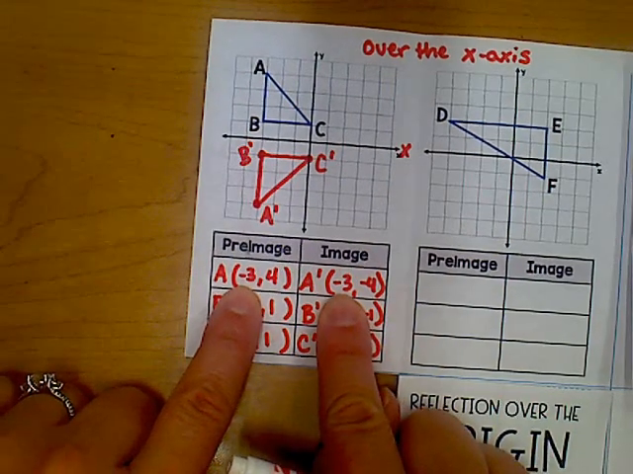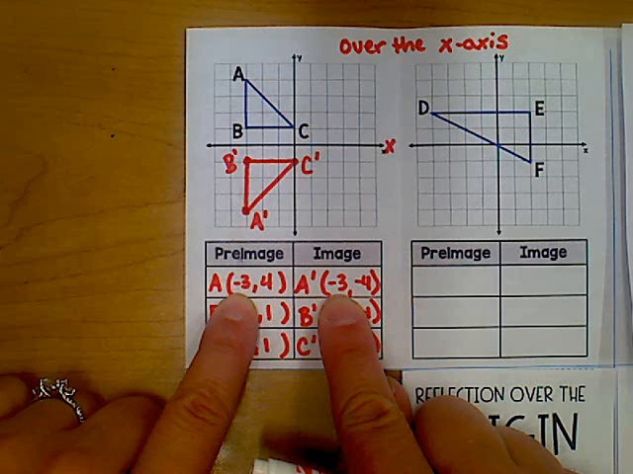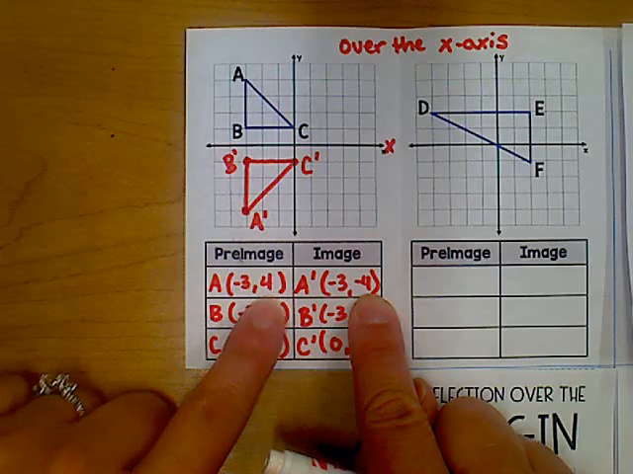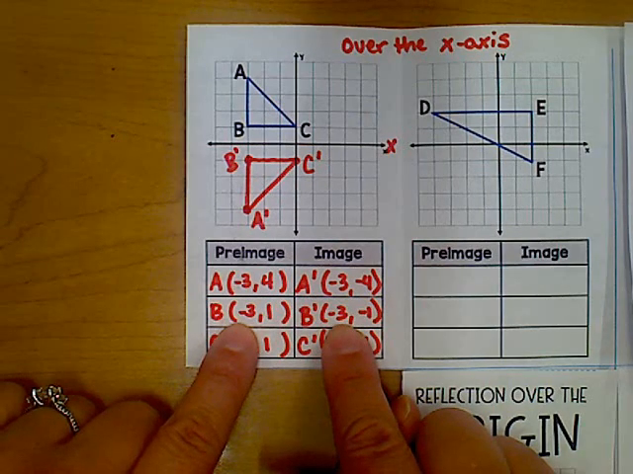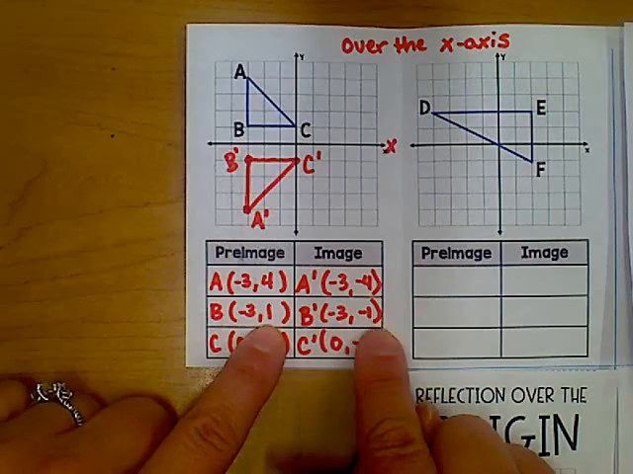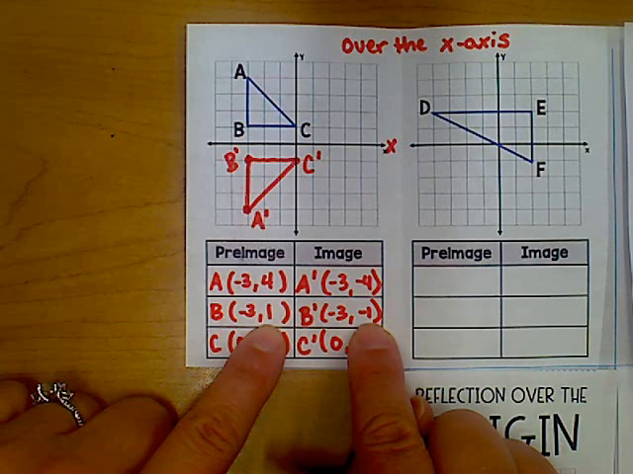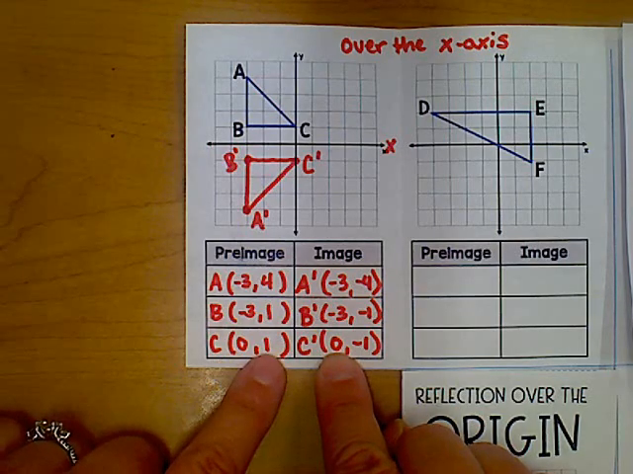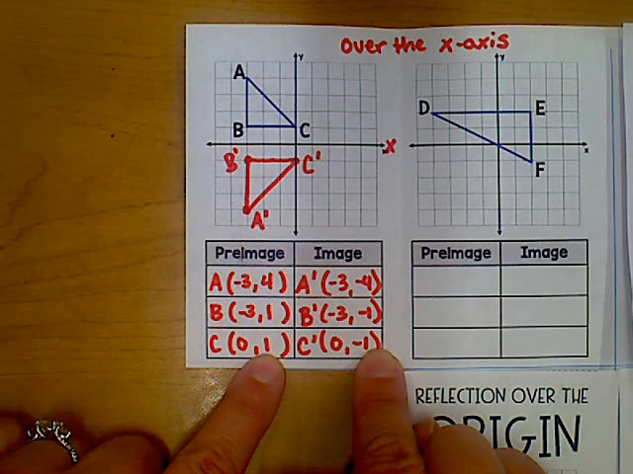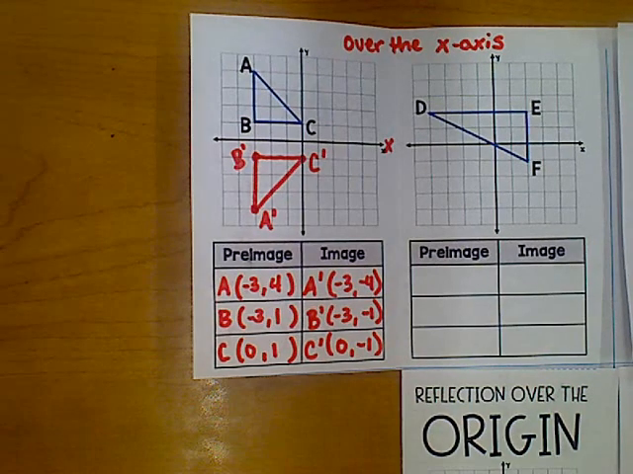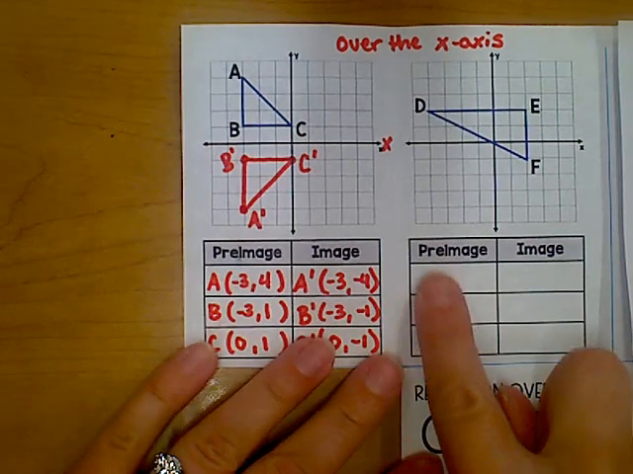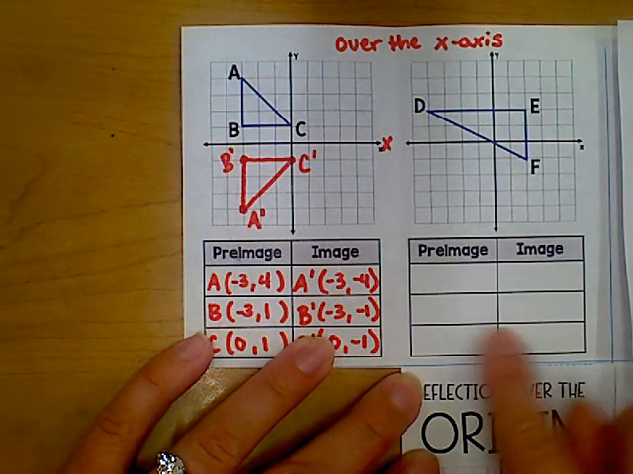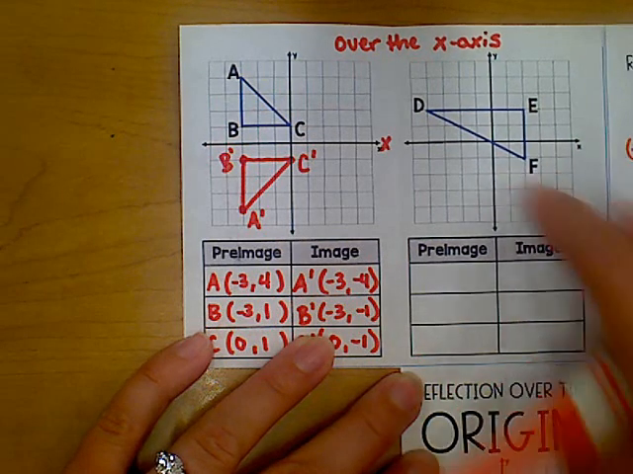So from A to A prime, we can look at our x-coordinates. They were both -3, stayed the same, but 4 went to -4. So 4 went to the opposite of 4. In B and B prime, they were both -3 in the x-coordinate, but we went from 1 to -1. So the y-coordinate went to the opposite. And in C prime, we had 0 in our x-coordinate, and we had 1 and -1. So we can start to really see how it went to those opposites. So for our next problem, let's find our pre-image coordinates, and then let's go ahead and use the rule to find our image coordinates, and then graph it after that.